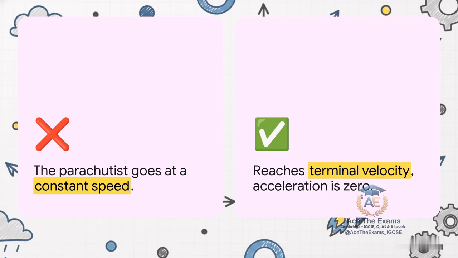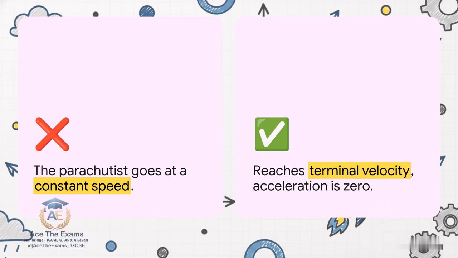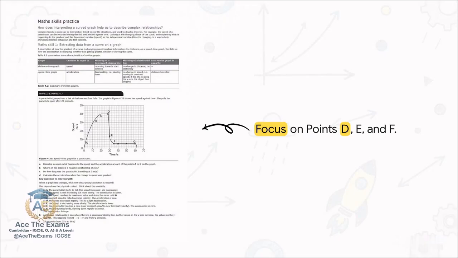Reaches terminal velocity, acceleration is 0. See the difference? It perfectly executes our framework. It gives the exact scientific term and states the mathematical reality of the acceleration. For sure, that is how you guarantee your marks. All right, back to our trap on the graph.